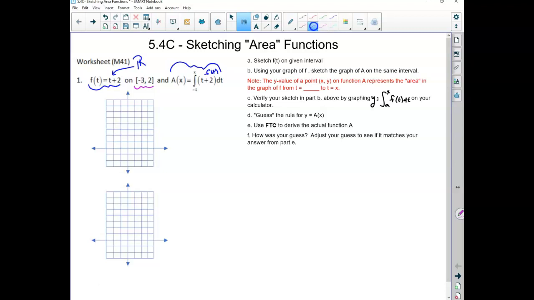So again, this is an exercise on our area function, A of x, being an area accumulator. So come along for the ride here, and let's build one. These are my rules right over here. These rules are actually on the M41 sheet. We're not going to do all of these, but we're going to follow them all for the first one. So what we're going to do is sketch f of t on the given interval. Well, here's f of t, so we're going to sketch that little guy.